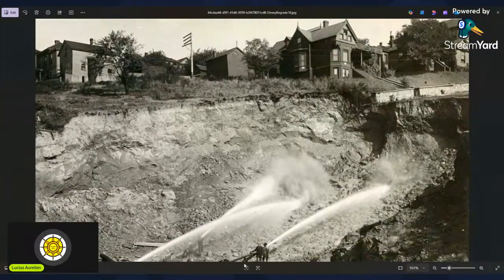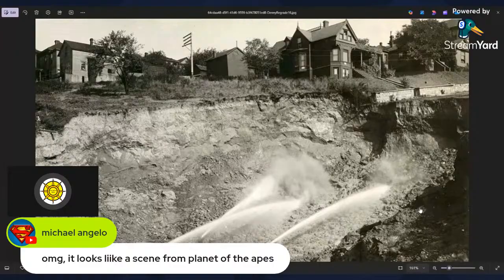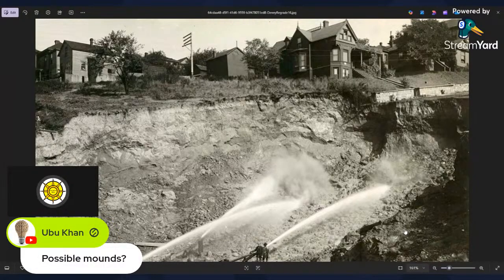And by the way, if you recall the Seattle exploration, they had incredible population growth there. We're talking a percentage increase in a few short decades of thousands of percent. Yes, something very, very easy to do. Yeah, it does look like a scene from Planet of the Apes or Logan's Run. So, yeah, possible mounds or something.